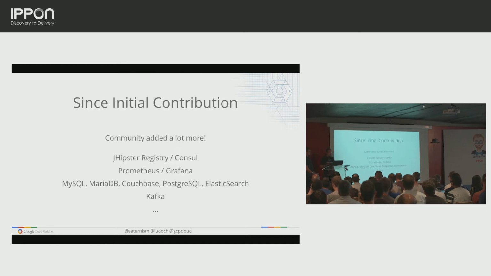Since the initial contribution, I haven't had the chance to check out what is new. And then I found out, oh my goodness, there are so many new things. You can actually deploy JHipster registry. You can deploy Prometheus and Grafana for monitoring. And also initially, we started off with just MySQL. And now you can use Couchbase, Postgres, Elasticsearch, Kafka, and a bunch of other things. So thanks for everyone who's been contributing to it.